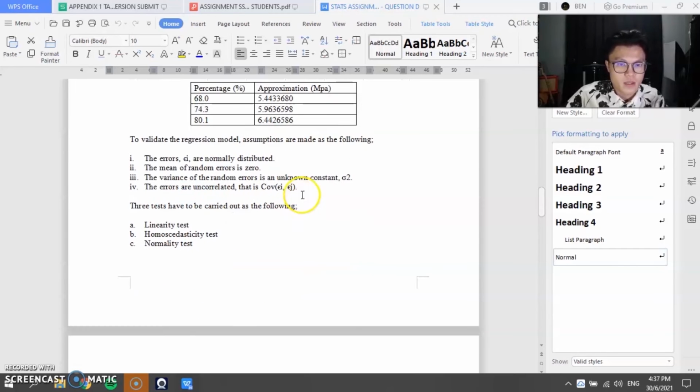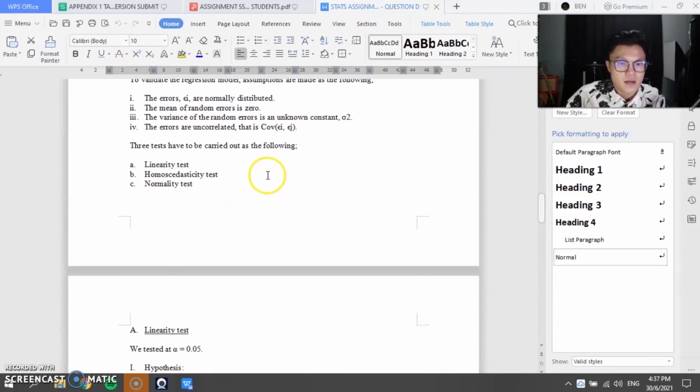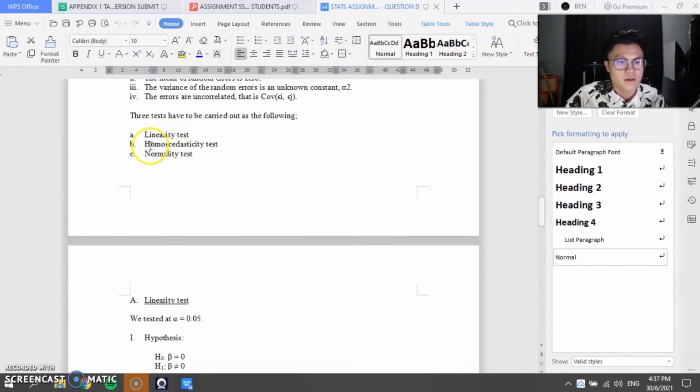While at 80.1%, the approximation of tensile strength is 6.4426586. To validate the regression model, we assume the following: the errors are normally distributed, the mean of random errors is 0, the variance of random errors is an unknown constant, and the errors are uncorrelated. So we can carry out three tests: the linearity test, the homoscedasticity test, and the normality test.